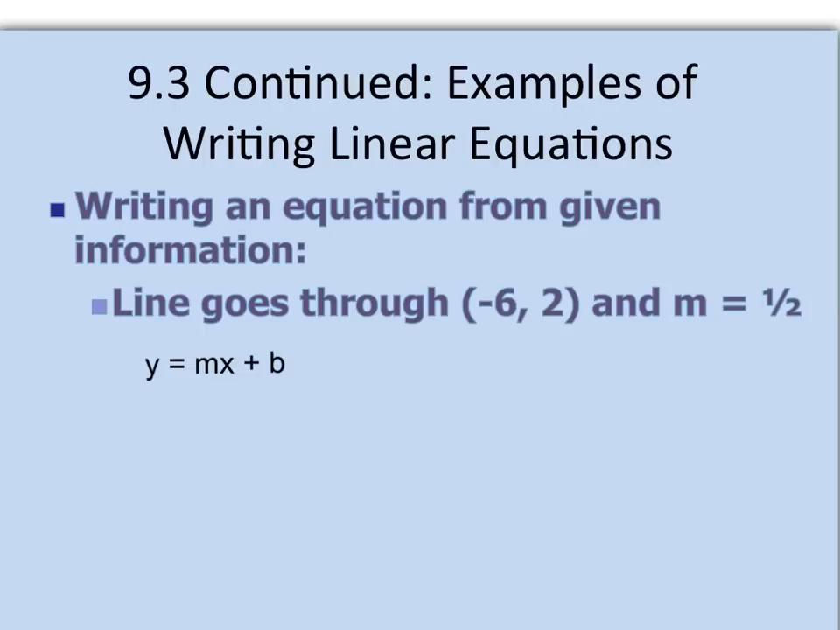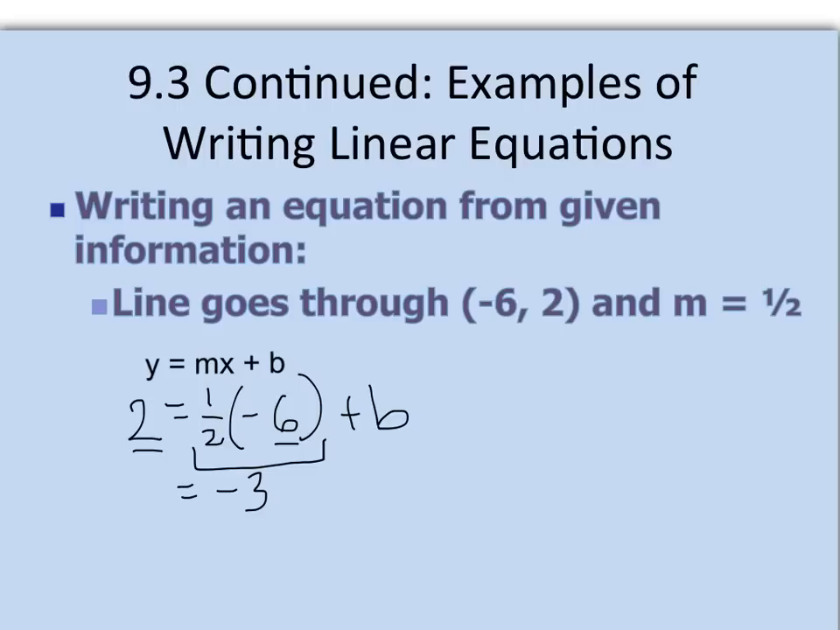So if we replace our variables with the numbers that we have here, we will have that 2 equals our slope, which is 1/2, times our x value, which is -6, that's my point, I'm putting that in here and here, plus b. And then we have to solve for b, so I should do out this math. Well, half of -6 is -3, so we have 2 equals -3 plus b, and so b would equal 5.